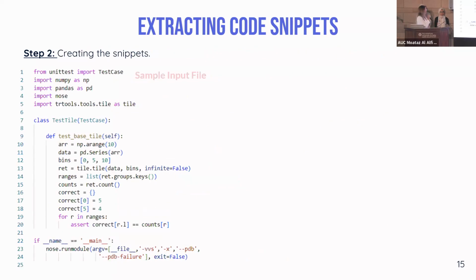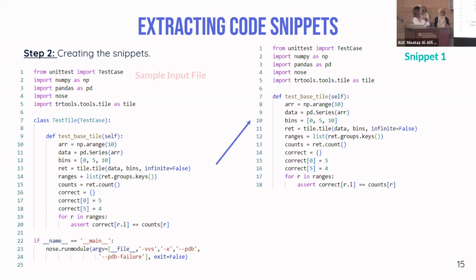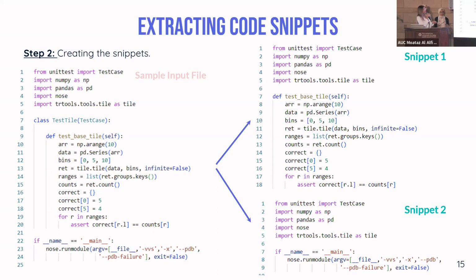The second step is to create the snippets after parsing. So this is the same file we've just shown. Out of this file, we'll create 2 snippets as shown. Each snippet has a copy of all the import statements at the beginning of the file, and then one function, either a method or a main function.